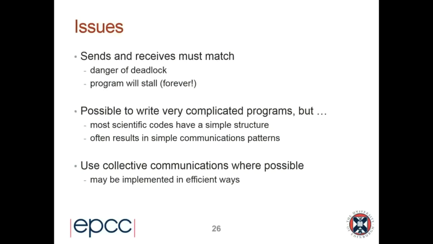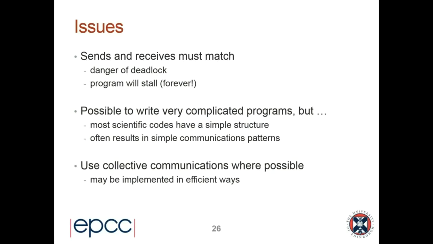It's possible to write very complicated programs, but if you've got a computer science hat on, it's an NP-hard problem. If you have an arbitrary piece of code, it's impossible in practice to analyze that program in its entirety to decide whether it has deadlock or not. It's too hard a problem to do. So you might say, how is it possible to write a correct message passing program when an arbitrary message passing program cannot be analyzed rigorously? Well, in fact, in scientific and technical programming, most scientific codes have relatively simple structures, which lead to relatively simple communications patterns.